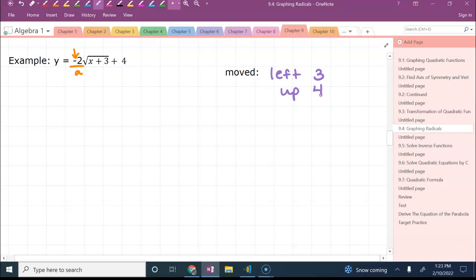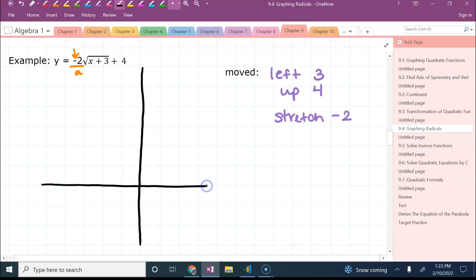But that negative 2, that's your stretch. But that's going to flip this graph upside down because it's negative, so it's going to reflect it. So when I go to graph this one, I'm still going to go left 3, up 4, and draw my point there.